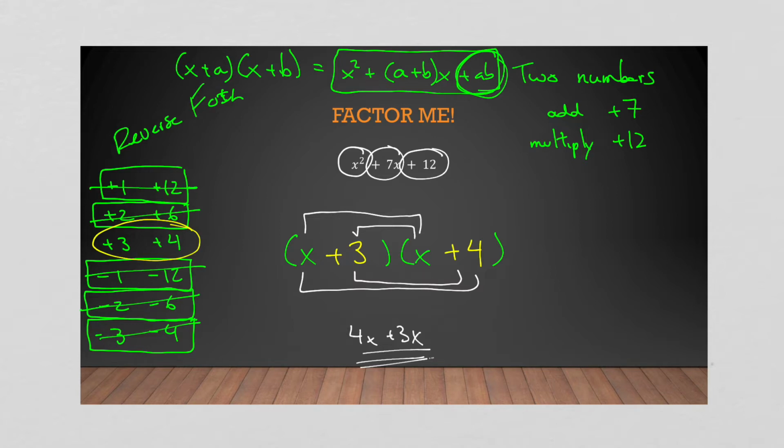So boom, you're looking for two numbers that multiply to this one and add to this one. That's how you factor these things. So once you start going, it's going to become automatic. It's going to become pretty simple.